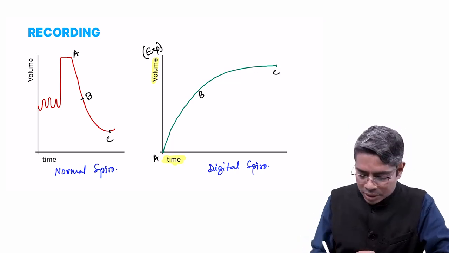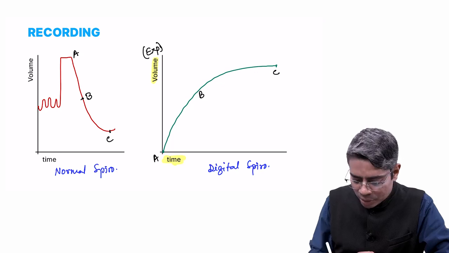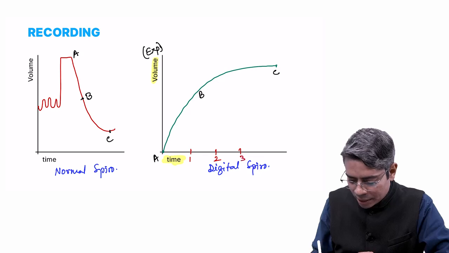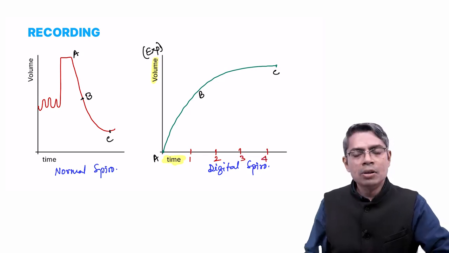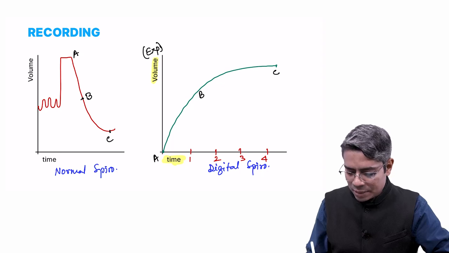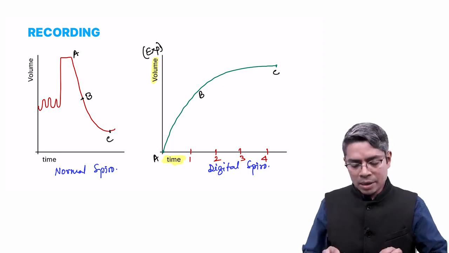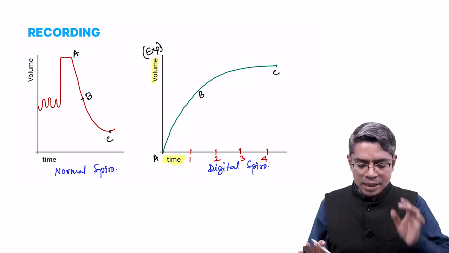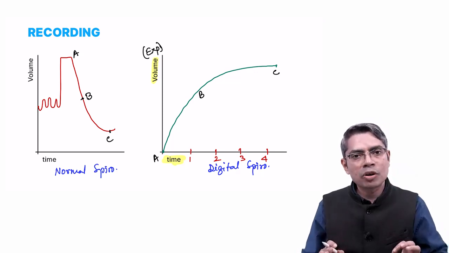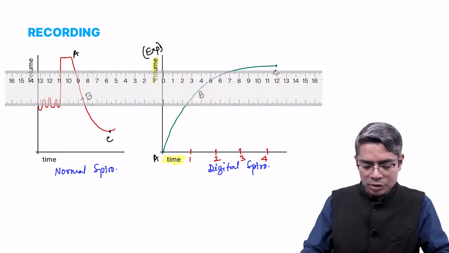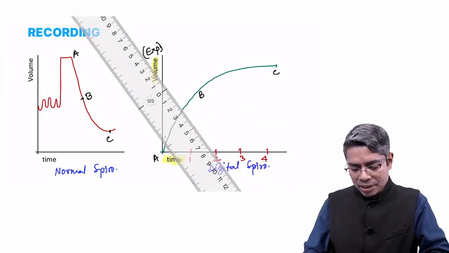So suppose this x-axis time is divided into multiple parts. Suppose this is the 1 second point, this is the 2 second point, this is the 3 second point, this is the 4 second point. So suppose in this case the person has expired within 4.5 seconds. Now in this digital spirometer recording, if I want to calculate the volume of FEV1, what am I going to do? This will be very, very simple. That's why the digital recording is there.